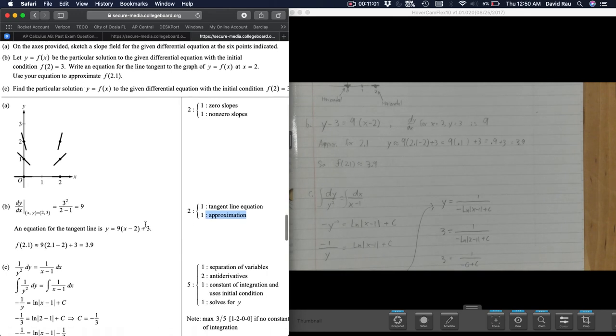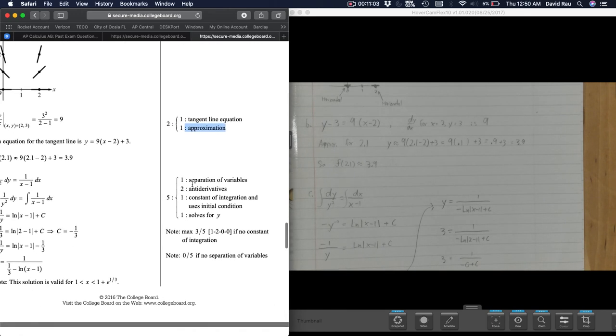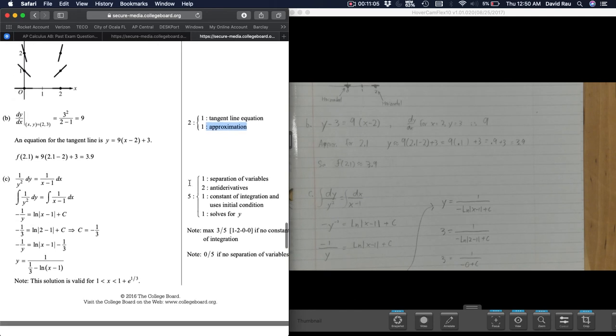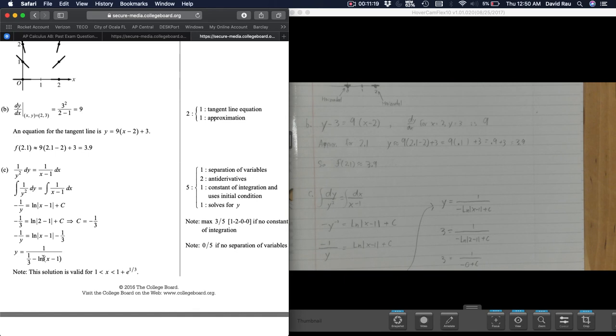All right, up next. Again, part C, 5 points. First point, did you separate your variables? Next point, did you find both correct antiderivatives? Did you find the plus C and solve for C at one point? And then did you solve for y? So, oh, that's interesting. So they actually did just keep it as a nested fraction, so I could have saved some time there.